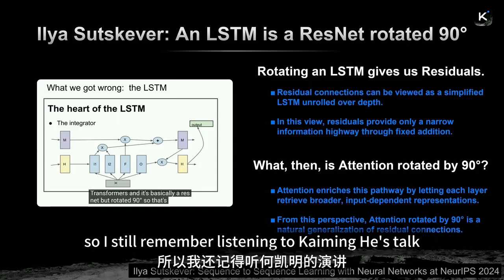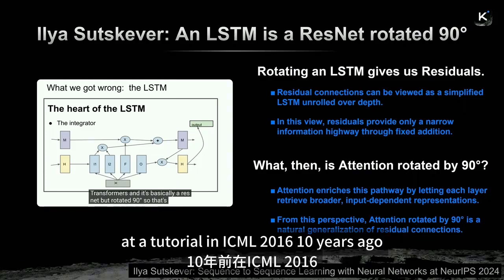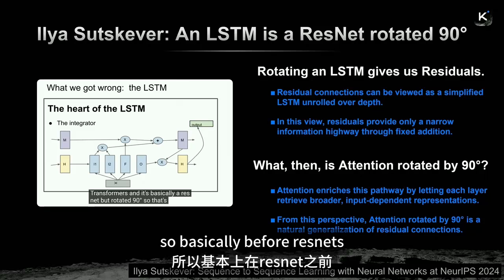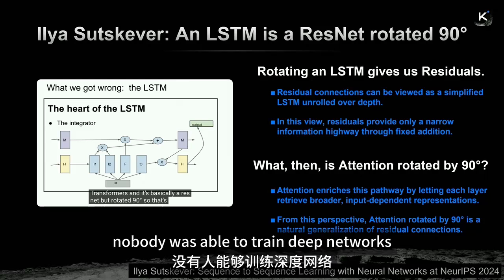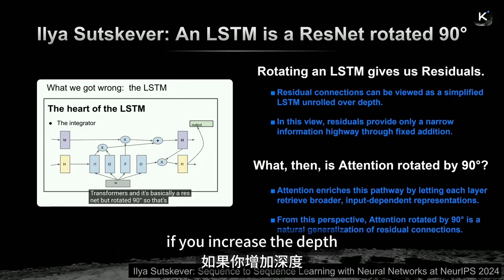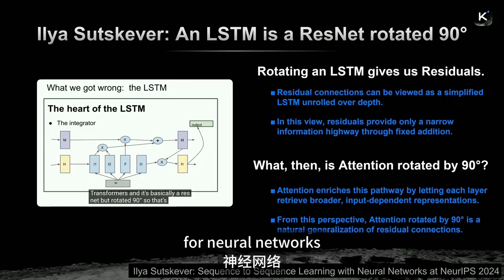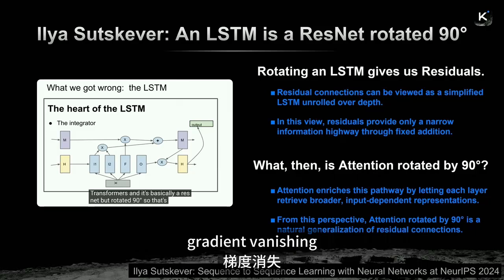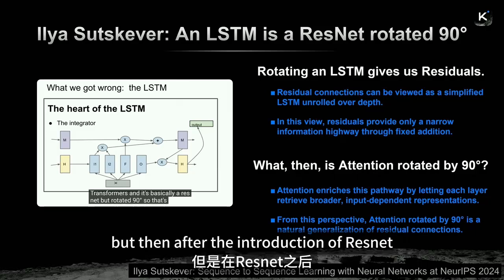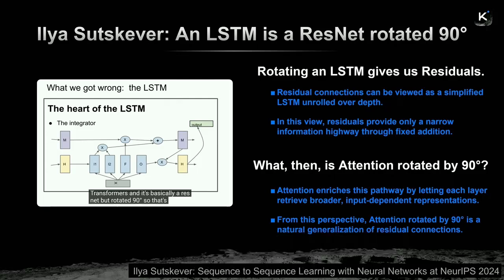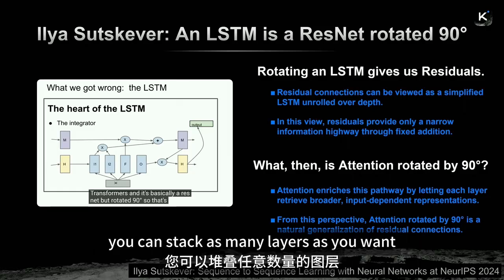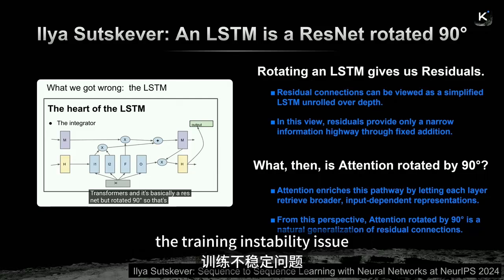I still remember listening to Kaiming's talk at the tutorial at ICML 2016, 10 years ago. It was a brilliant idea. Before ResNet, nobody was able to train deep networks. If you increased the number of layers of neural networks, nobody was able to train them because you observe gradient exploding, gradient vanishing, all these stability issues. But after the introduction of ResNet, we can train an arbitrarily large number of layers. You can stack as many layers as you want, and you don't have to worry about the training stability issue.